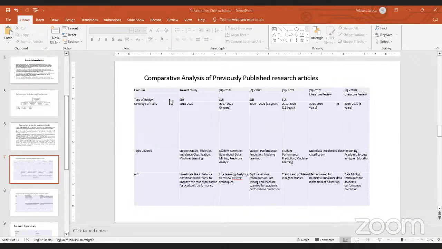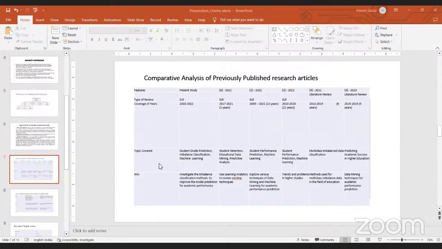Here we have the type of review, with coverage from 2018 through 2022. My eighth reference is a 2022 published research paper. My second reference is from 2021, the third is also from 2021, the ninth is also from 2021, and the sixth is from 2020.